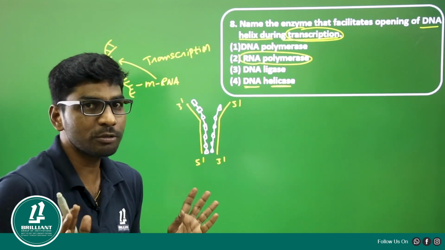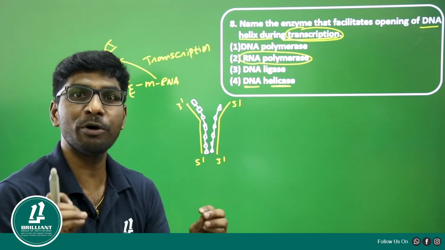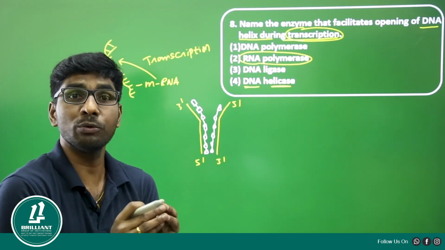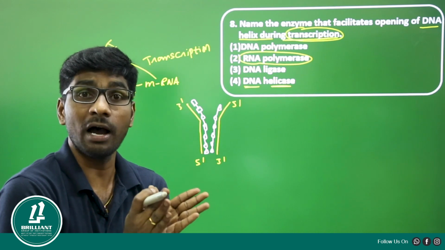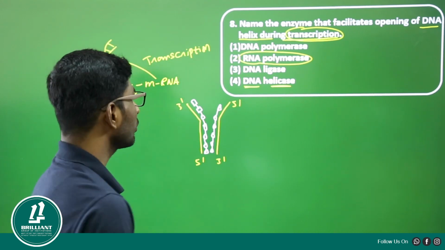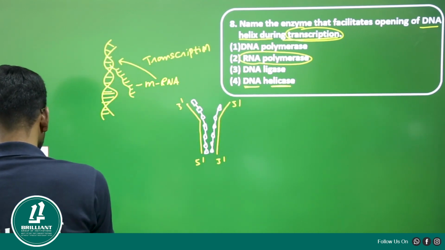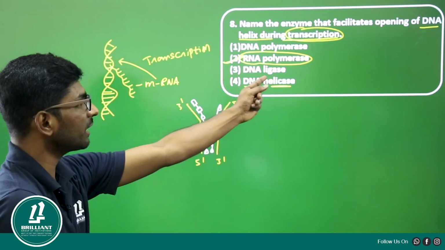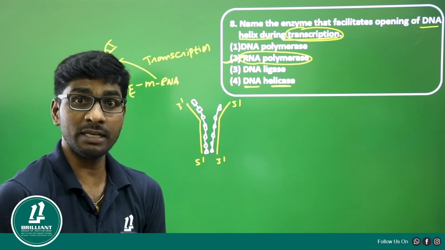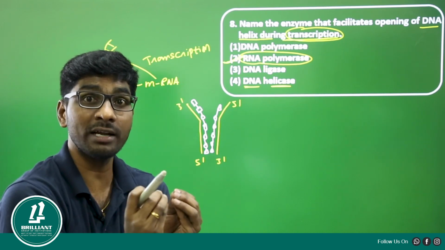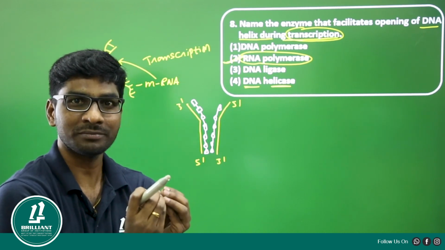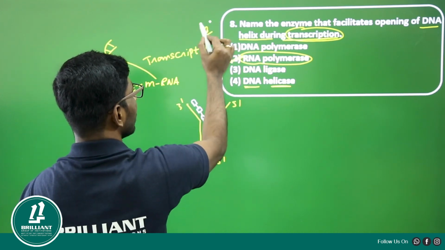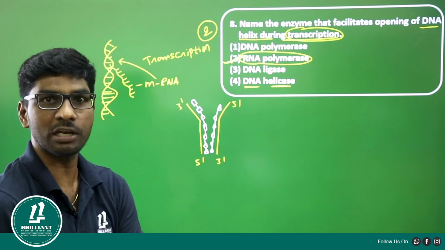So option 1 is ignored. Option 2, RNA polymerase II can initiate the transcription process, it opens the helix and the transcription process will begin. So the correct answer of this question is RNA polymerase. DNA ligase, how many of you remember DNA ligase can join the DNA fragments? Right? So the correct answer of this question is option 2, RNA polymerase.